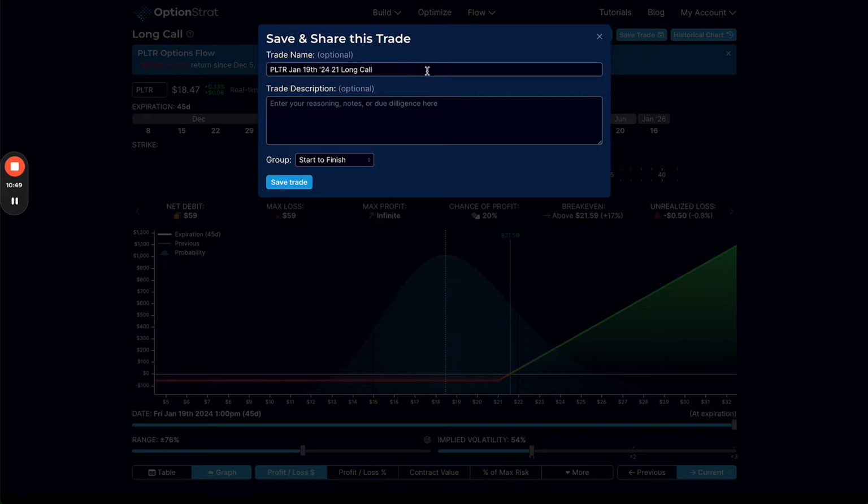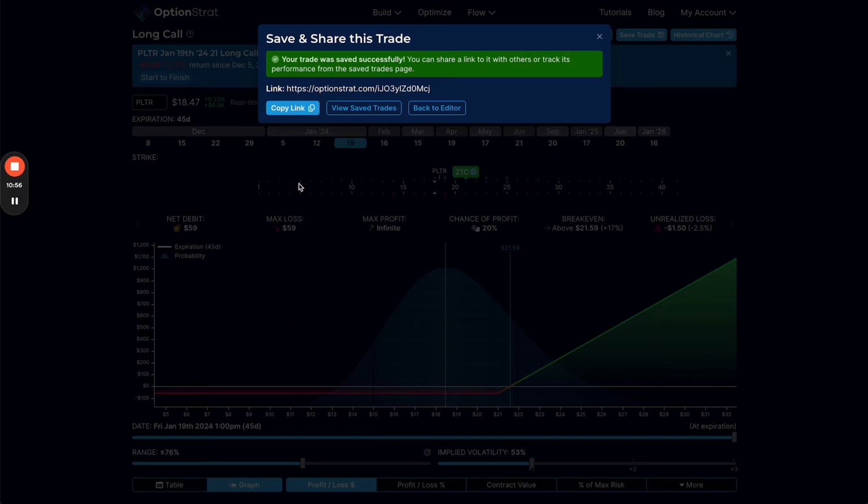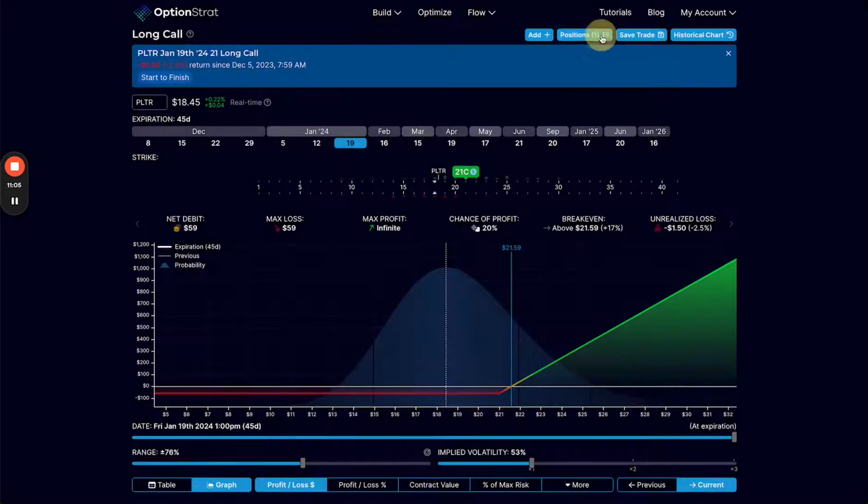So this is the long call. This will be a start to finish trade, Palantir long call. I'm going to save that trade. And I will copy this link. I'll put the link in the description down below for everyone so that you can copy it into your platform and just kind of watch along, study it.